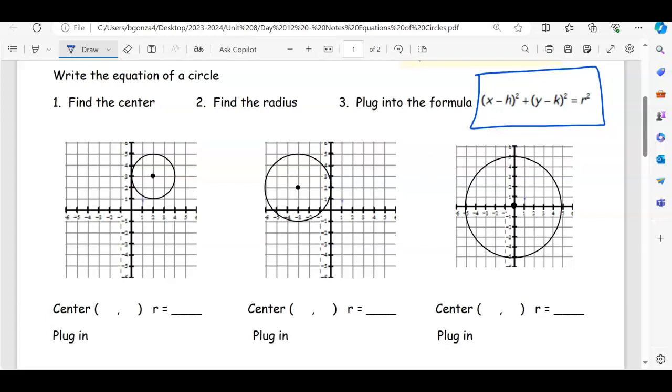Now I want you to notice something. In this equation, you have x and y like normal. Those always stay x and y. But look, h and k, what's in front of h and what's in front of k? A minus sign. A minus sign means it's opposite sign. So if h or k is a positive, you write it as a negative. If h or k is a negative, you write it as a positive.